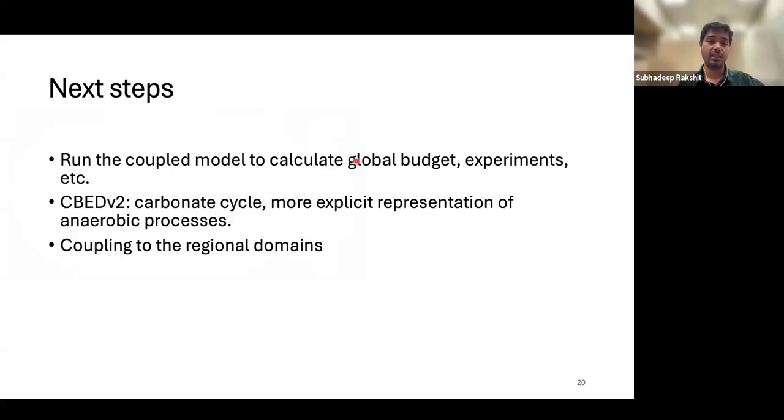And for the next version, SeaBed version 2, our aim would be to incorporate the calcium carbonate cycle into the sediment, which doesn't exist in V1 right now, and also a more explicit representation of the other anaerobic processes. And then also the efforts would be to couple this model for regional domains.